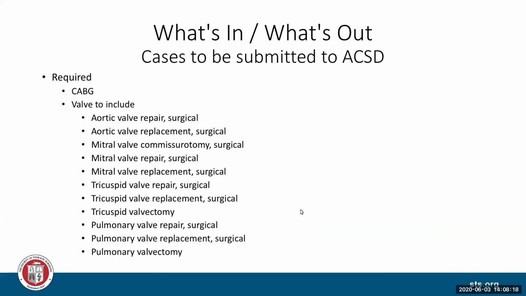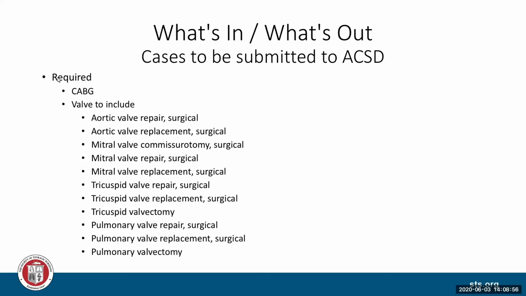So this is the section I'm going to go over, the what's in and what's out. These are the cases that are to be submitted to the adult cardiac surgery database. This will be posted in a PDF format under version 2.9 and under version 4.20 under additional resources on the STS ACSD webpage. This is not an inclusive list, so if you don't see something on here, it's always best to email the clinical box so Melinda can respond to you. If she needs to refer to the surgeons for their guidance, she can do that as well.